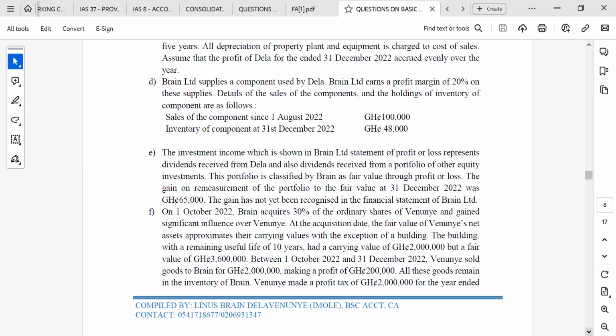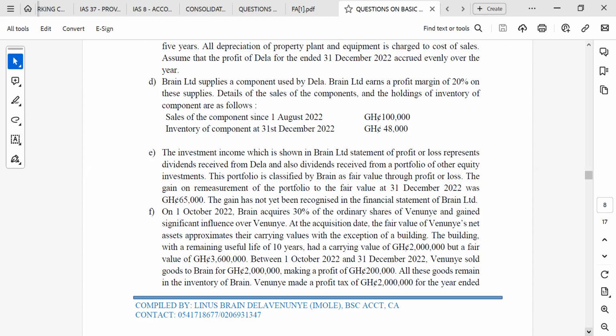E. The investment income, which is shown in Brain Limited statement of profit or loss, represents dividends received from Dela and also dividend received from a portfolio of other equity investments. This portfolio is classified by Brain as fair value through profit or loss. The gain on remeasurement of the portfolio to the fair value at 31st December 2022 was 65,000. The gain has not yet been recognized in the financial statement of Brain Limited.